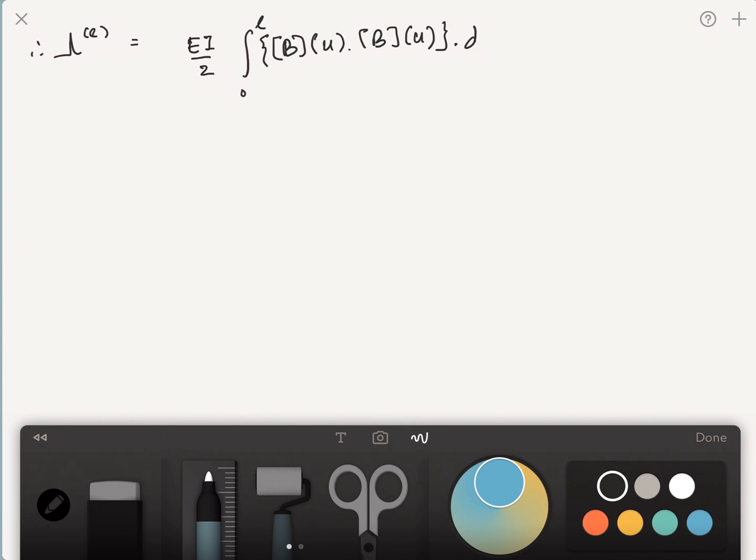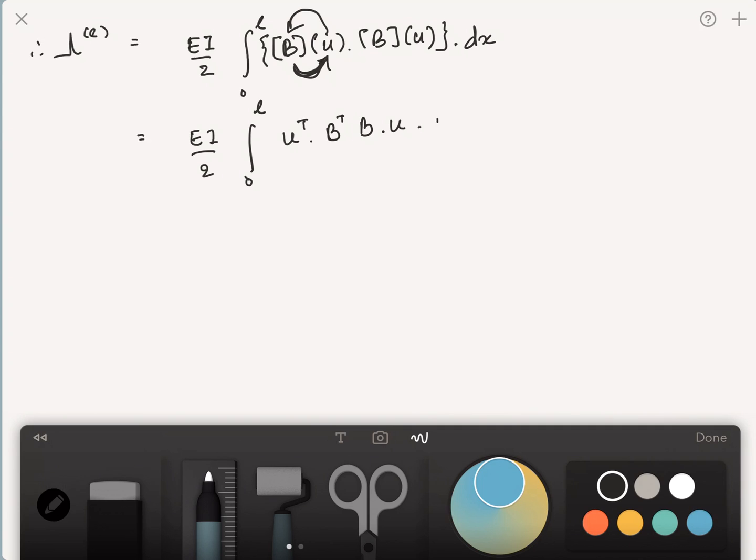This is the square term times dx. That means we can also write this as EI by 2 integral 0 to L U transpose B transpose. I'm just taking off the brackets to write it much easier so you can see it clearly. So I've just transposed these two terms, so that when U comes in front it has to be transposed and B goes to the back it has to be transposed again, and the rest remains the same, B transpose B times U. So this is what it simply becomes in this case.